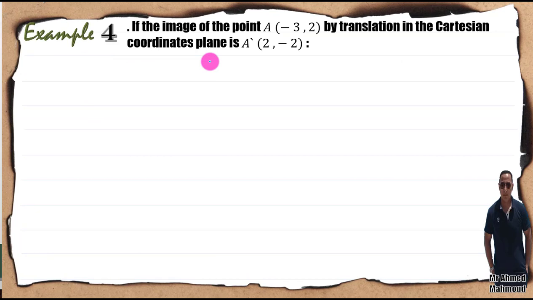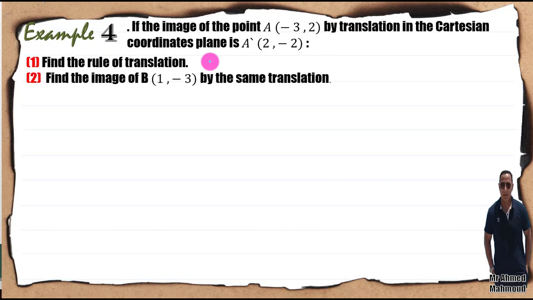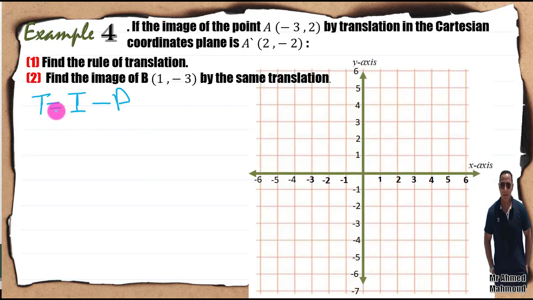In this example, the point A equals negative 3 and 2, and by translation the coordinate is A dash. Okay, first find the rule of the translation. The translation equals image minus point according to the magic triangle. Again, the translation equals image minus point. So here the translation equals A dash minus A.